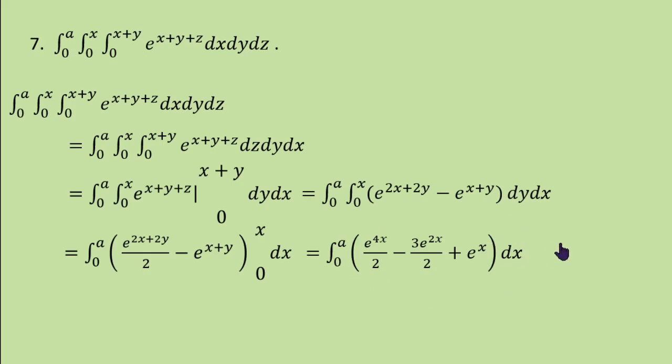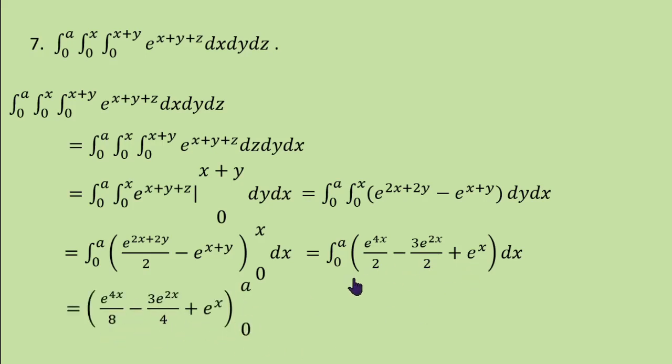Now integrate this with respect to x from 0 to a. E power 4x integral with respect to x is e power 4x by 4, here 2 is there, e power 4x by 8 minus 3 e power 2x by 2 into 2, 4, plus e power x.